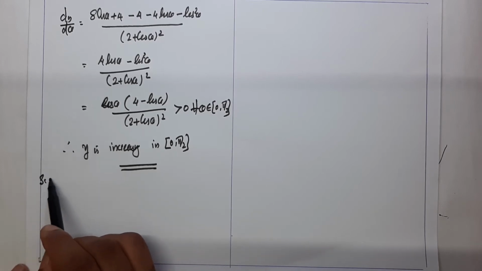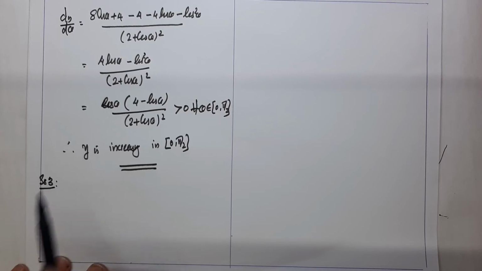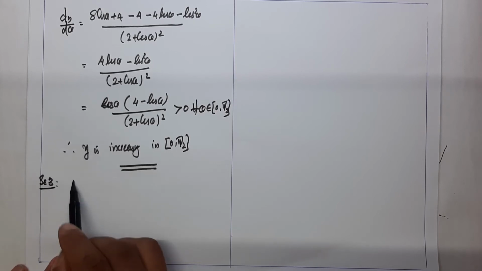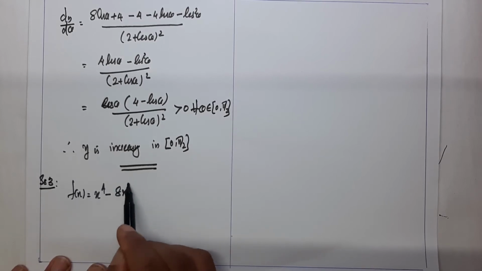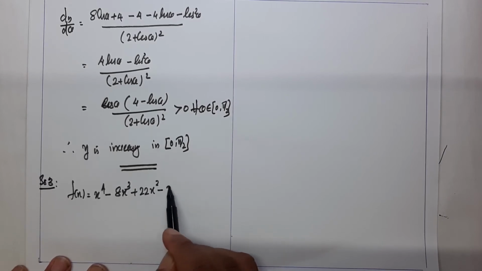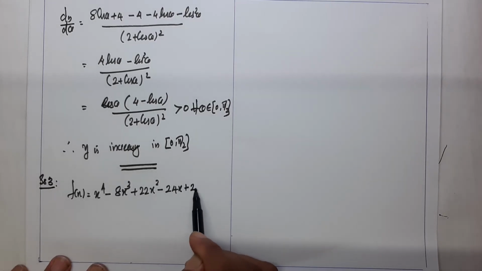Now, SC3, special case 3. Okay, the next question is: find the intervals in which the function f of x is equal to x raised to 4 minus 8x cube plus 22x square minus 24x plus 21 is strictly increasing or strictly decreasing. The same type of question is included in the miscellaneous portion.